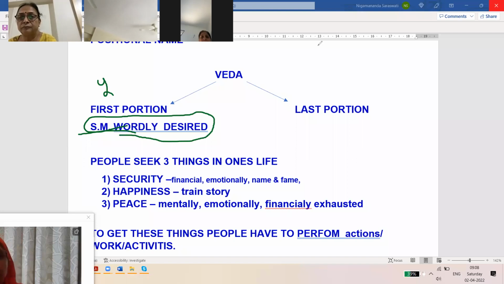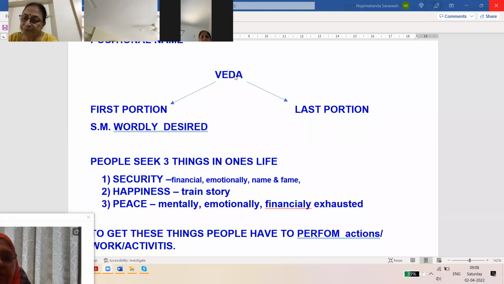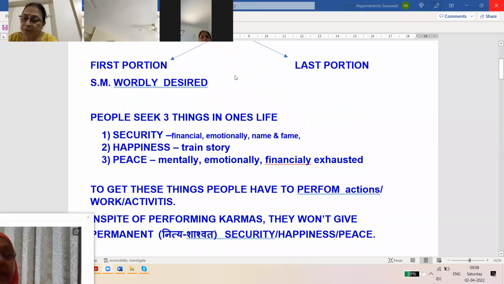Generally, if we ask what people seek, and not only in the first part of Veda but in our life, we have many desires, but in capsule form we can see we are seeking only three things in our life. First is security. We are seeking happiness in our life, and we are seeking peace in our life.